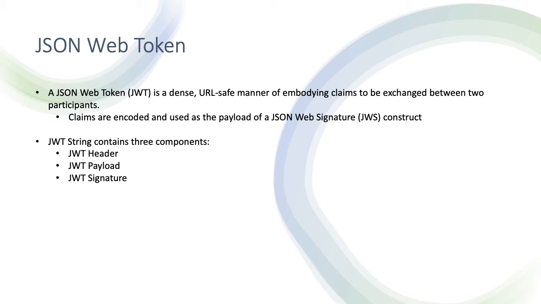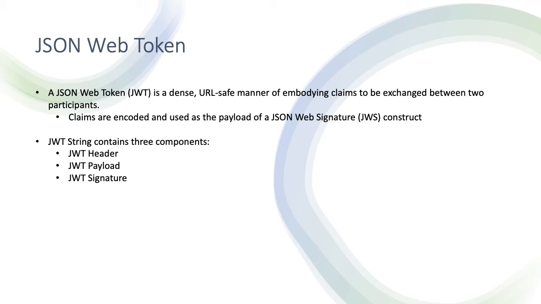A JSON Web Token, or JWT, is a compact, URL-safe manner of representing claims to be exchanged between two participants. The claims are encoded as a JSON object in a JWT and used as the payload of a JSON Web Signature, or JWS, construct, enabling the claims to be digitally signed or have their integrity protected with a message authentication code. The JWT string contains three components, which are the header, the payload, and the signature, each portion separated by a period. The JWT header contains information about the signature.